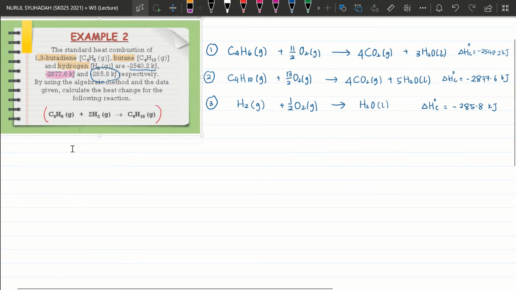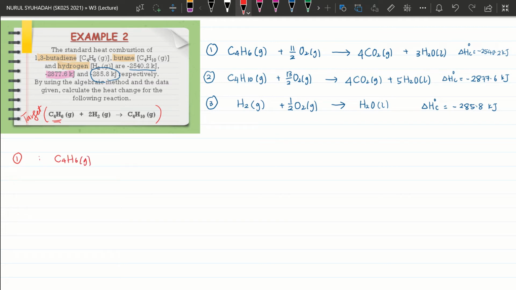Let's start with C4H6. Which equation has C4H6? Equation number 1. How many 1,3-butadiene do we need? Only 1. Make sure that it's on the same side as we want on the target. Butadiene is on the left hand side in the target, and in equation number 1 it is on the left hand side as well. So you don't have to change anything about equation 1. Just write equation 1 as it is.